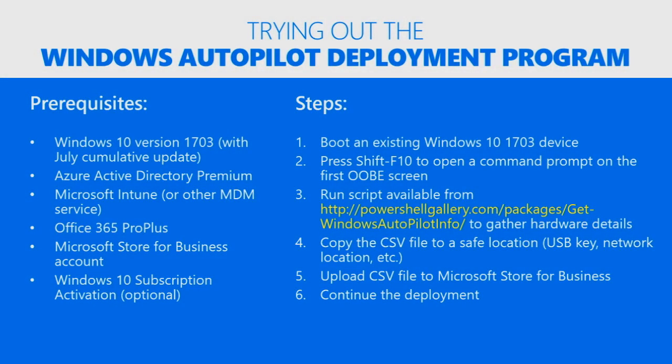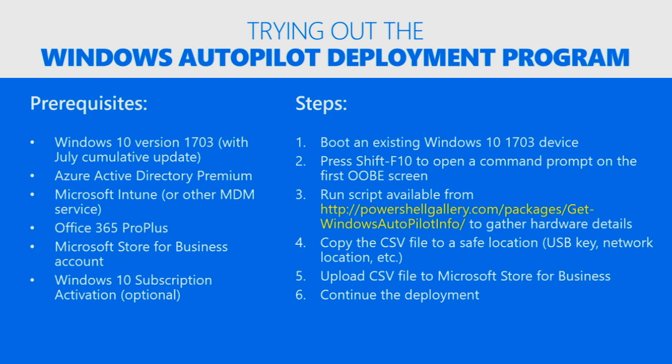So if you wanted to try this out yourself, you need to have Windows 10 1703 or above. That's when we initially introduced Autopilot. We do recommend that you have the July cumulative update pre-installed in that Windows 10 1703 OS. It fixes a few of the issues with the initial setup. You need Azure Active Directory Premium, which can be provided as part of an EMS subscription or a Microsoft 365 Enterprise subscription. That is used to then bootstrap the device into Intune or any other MDM service.